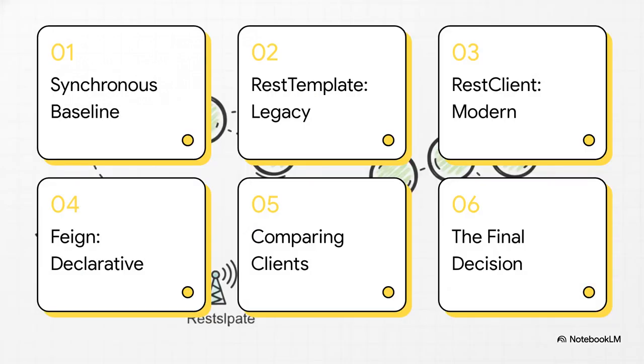Here is our agenda for today. First, the synchronous baseline. Second, RestTemplate, the legacy tool. Third, RestClient, the modern replacement. Fourth, Feign Client, the declarative way. Fifth, comparing the three clients. And finally, number 6, the final decision.